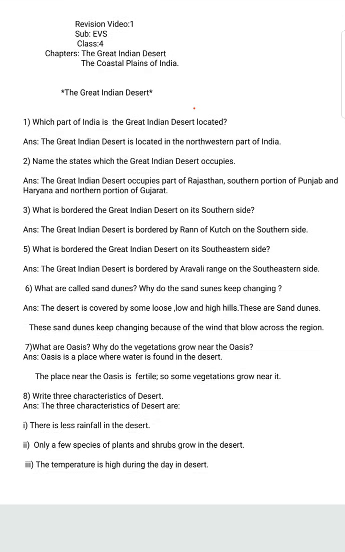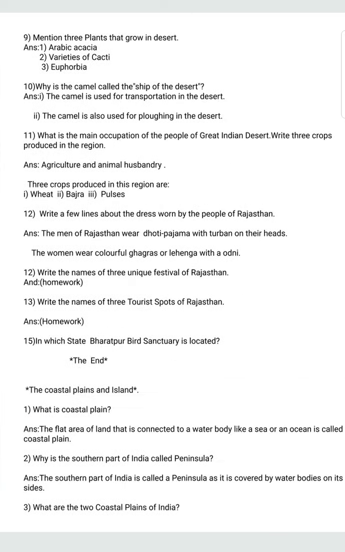Next page. Mention 3 plants that grow in the desert. Okay, I am giving here tick, means important for your exam. Arabic, acacia, then varieties of cacti. Cacti means cactus type. Then euphorbia. So this is important.